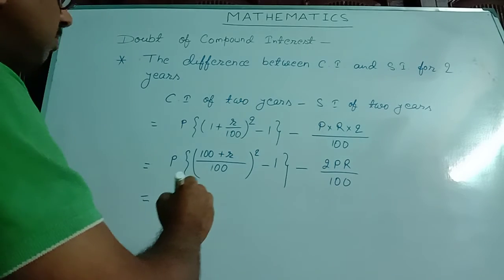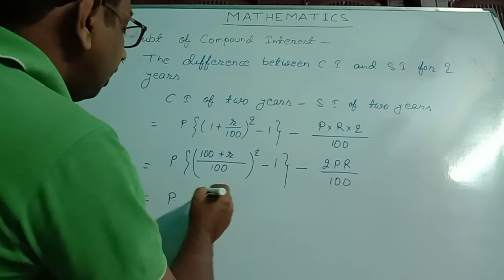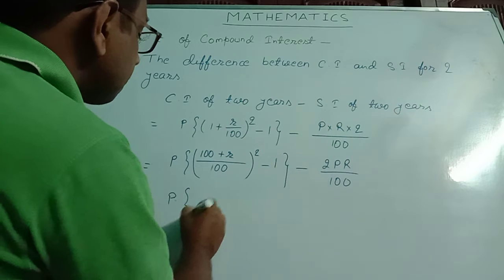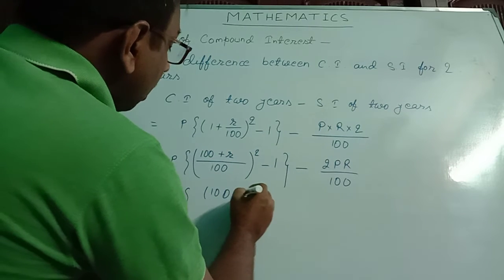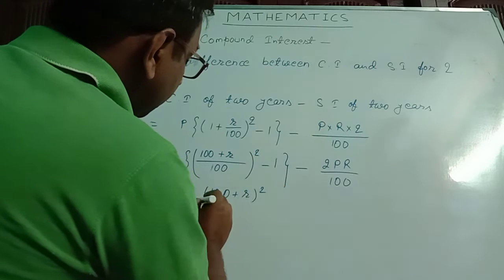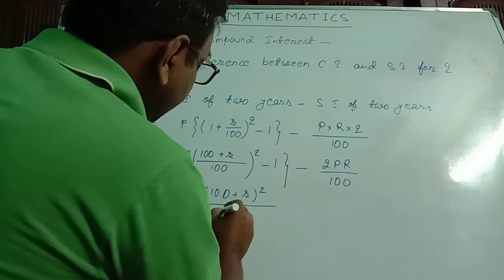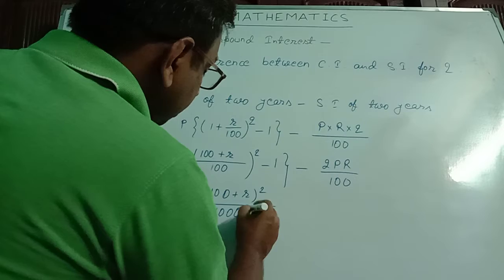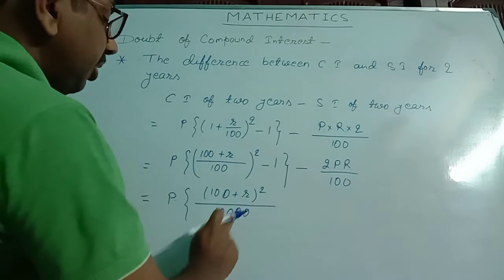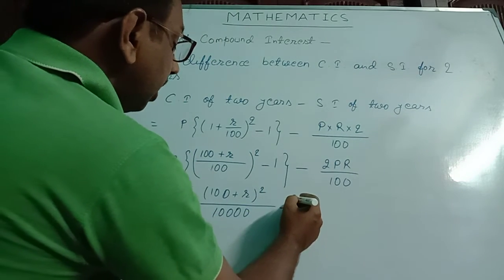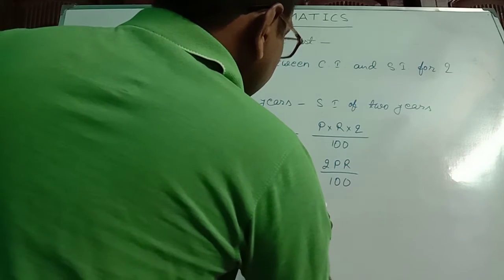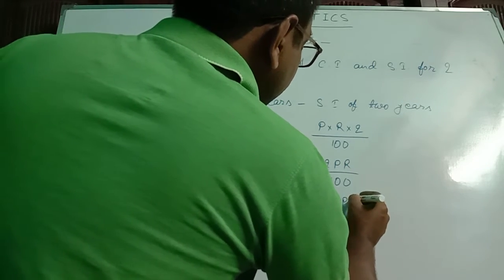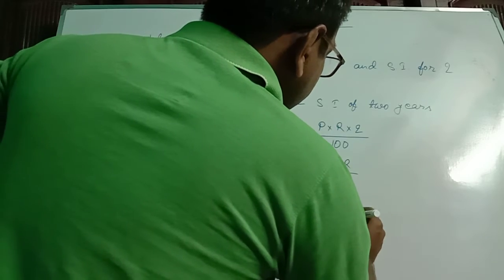In the third step, P into (100 plus R) whole square by 10,000, square of 100 became 10,000, minus 1, and this side it became 2PR by 100.